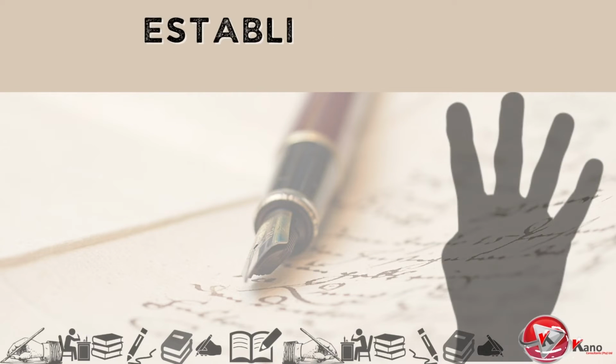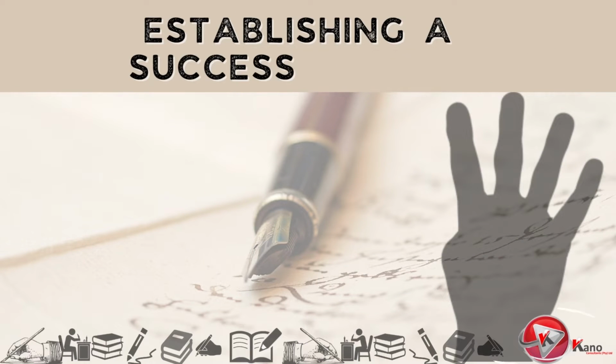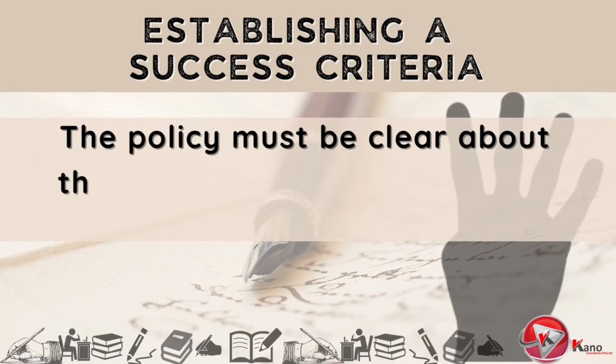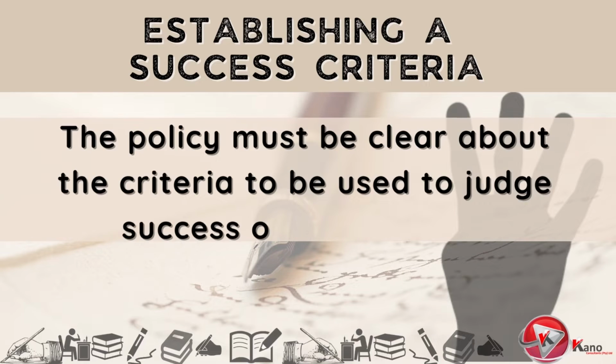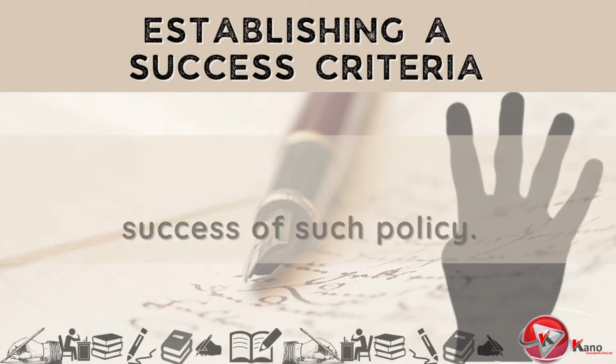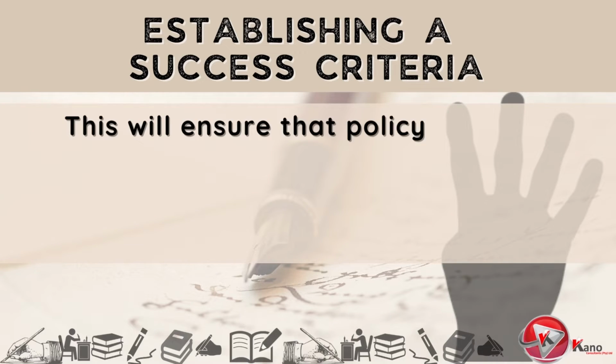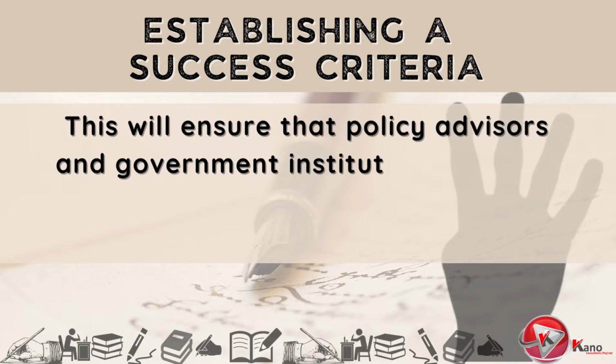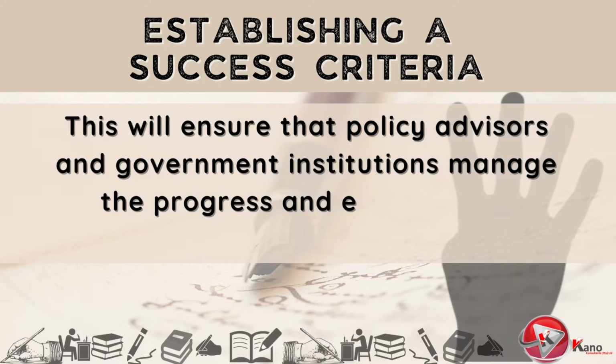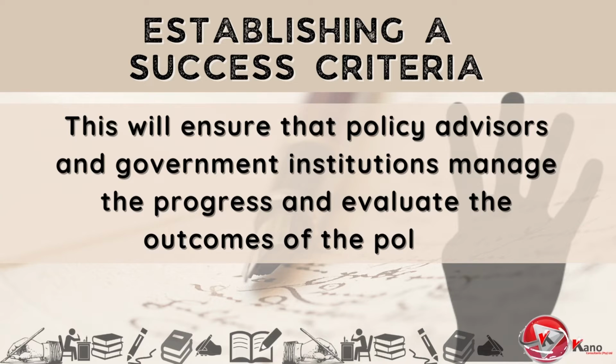Our fourth suggestion for drafting an effective public policy is that the policy must be clear about the criteria to be used to judge the success of such policy. This will ensure that policy advisors and government institutions manage the progress and properly evaluate the outcomes of the policy.